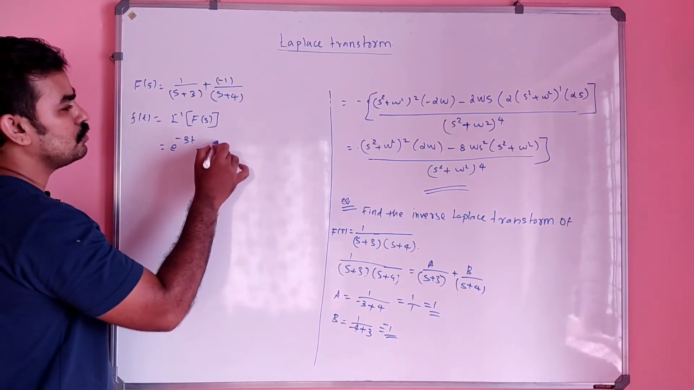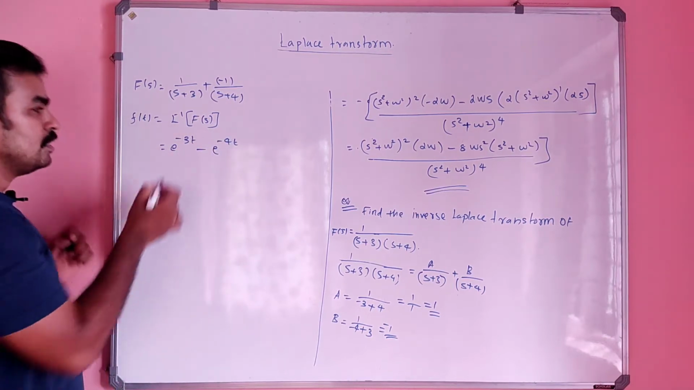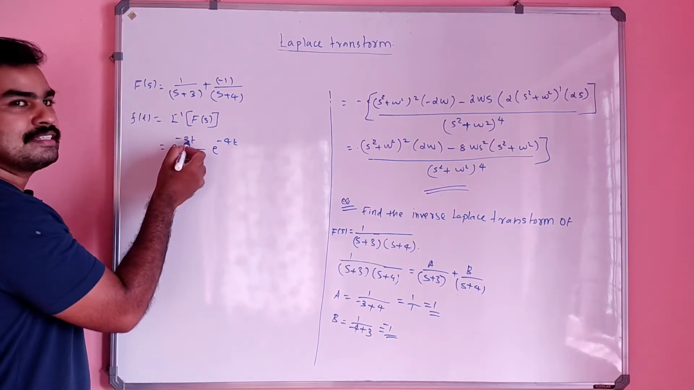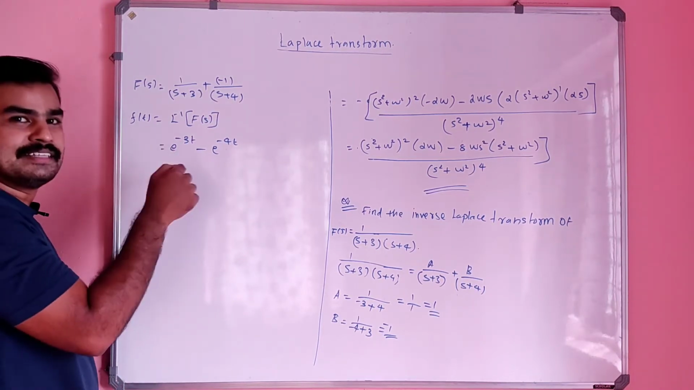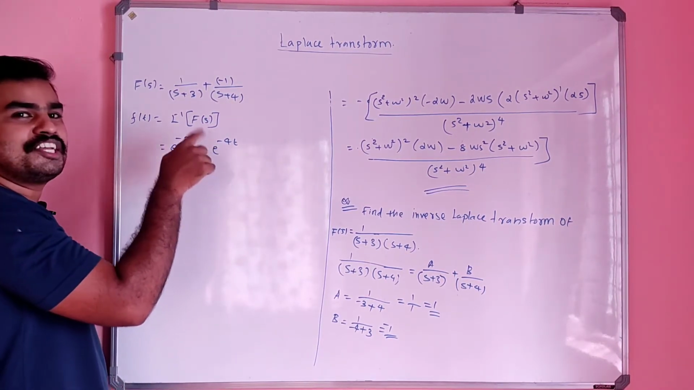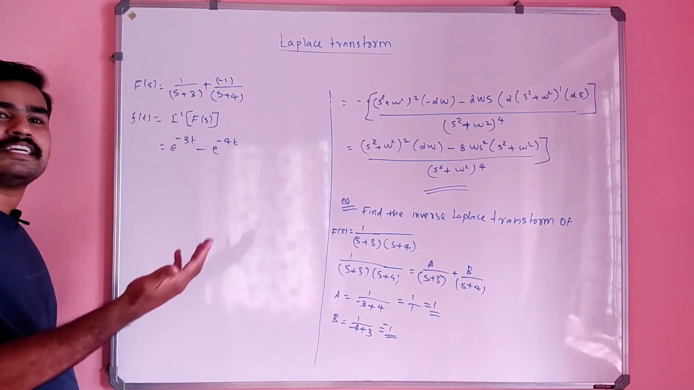It is nothing but e raised to minus 4t. Because what is the Laplace transform of e raised to minus 3t? You studied it in the table, right? It is 1 by s plus 3. What was the Laplace transform of e raised to minus 4t? It is 1 divided by s plus 4.